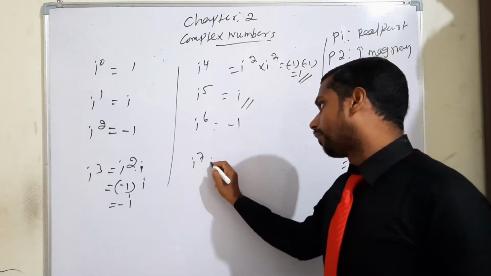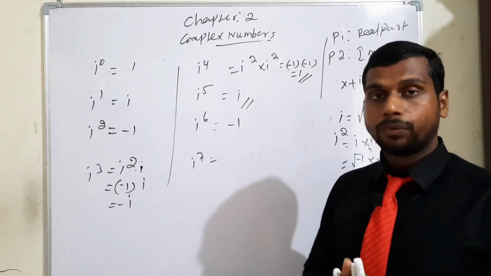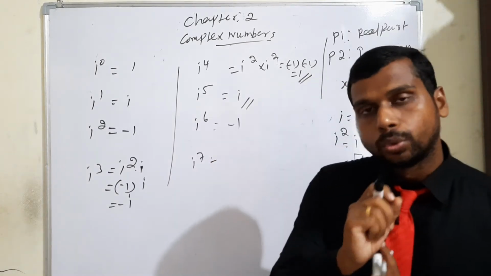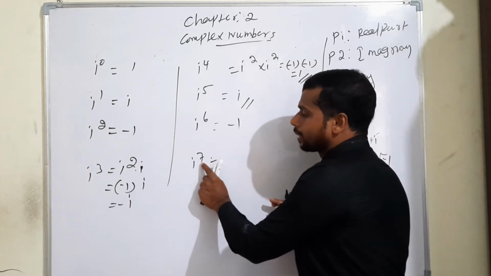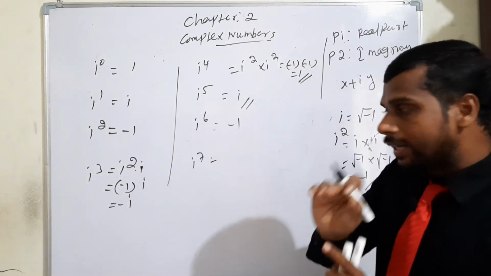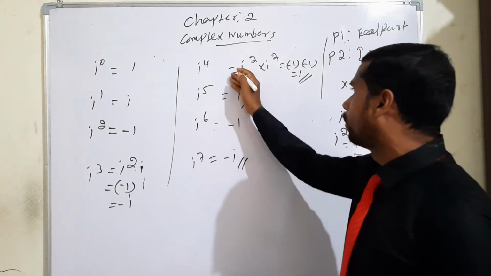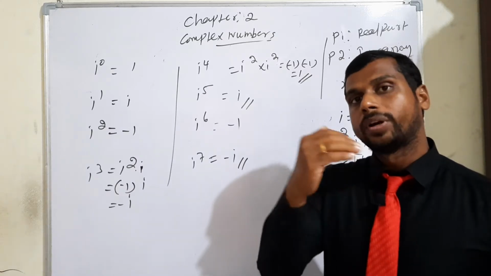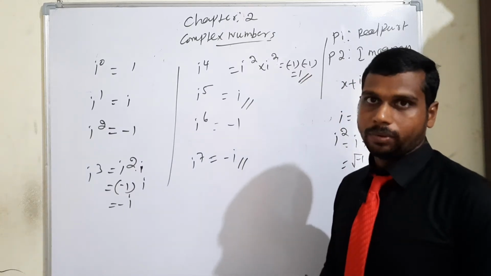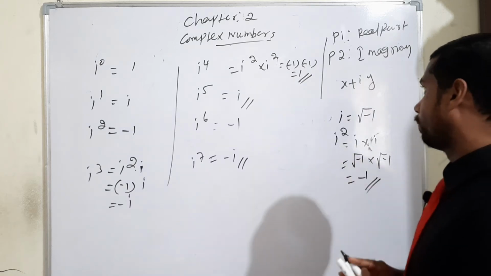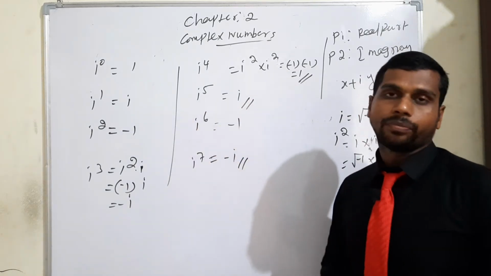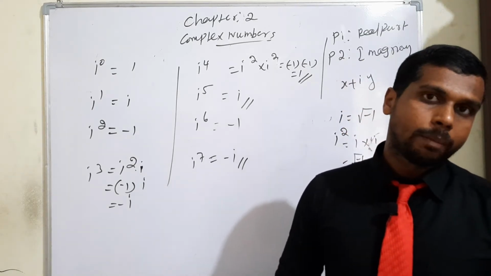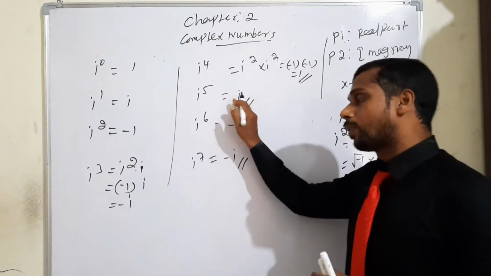Then i power 7: 7 divided by 4. More than 4 plus 1 means it is possible to divide, and the balance is 3, so one number is less than 4. If it is less, we can write it as minus i. See, a very small shortcut. What I am telling: i power 4, we know i square into i square means minus 1 into minus 1, so positive 1 will come. Then next, i to the power 5: 5 divided by 4, the balance will be 1, an odd number. Odd number means we can write it as positive i.